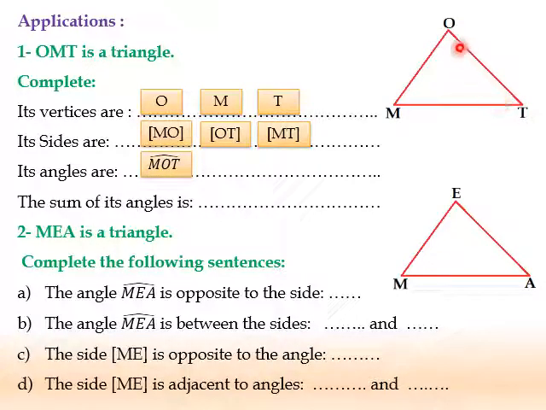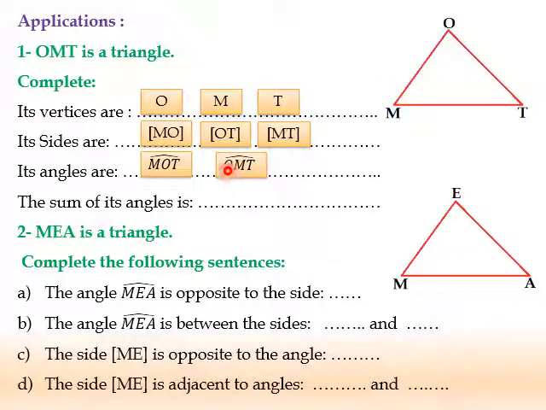The first one here is MOT. Write the vertex in the middle and write the letters next to it, one before and one after. So this angle is MOT or TOM.